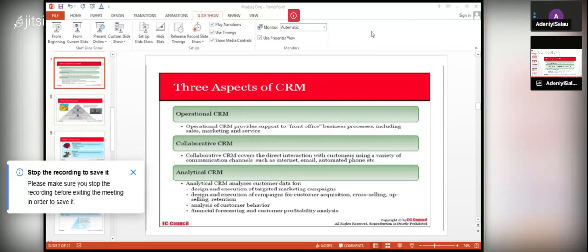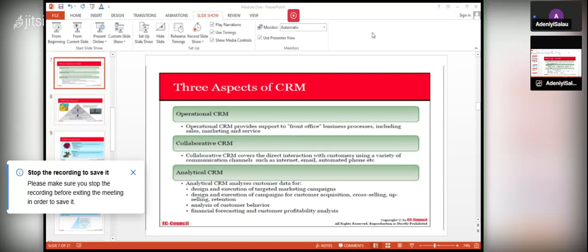Now, the first one is called operational CRM. Operational CRM provides support to the front office business processes like marketing, sales, and customer service. It allows them to carry out their functions. So if you have a marketing department, a sales department, a customer service department, whatever tools they are using to perform their operation is part of what? Operational CRM.